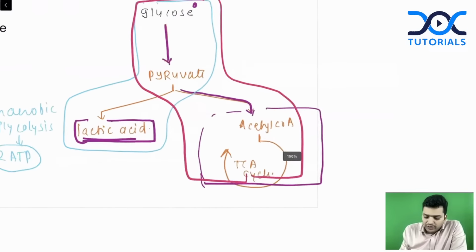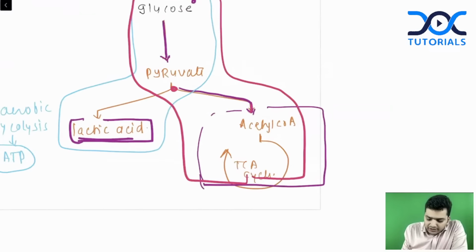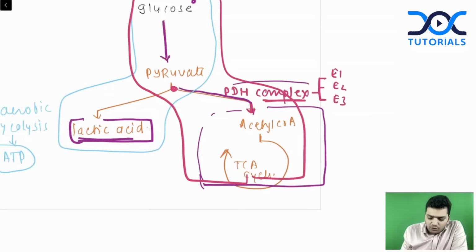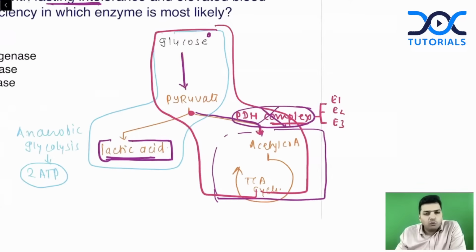Now, to do the aerobic oxidation, to convert the pyruvate into acetyl CoA, we require the enzyme PDH complex, pyruvate dehydrogenase complex. And this enzyme is actually made up of 3 subunits, E1, E2, E3. Just imagine that if this enzyme is not working properly, the glucose is forced to go towards which side? The lactic acid side. So the lactic acid is going to increase.